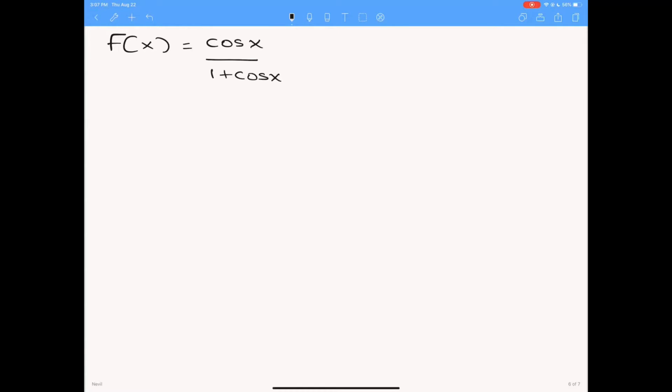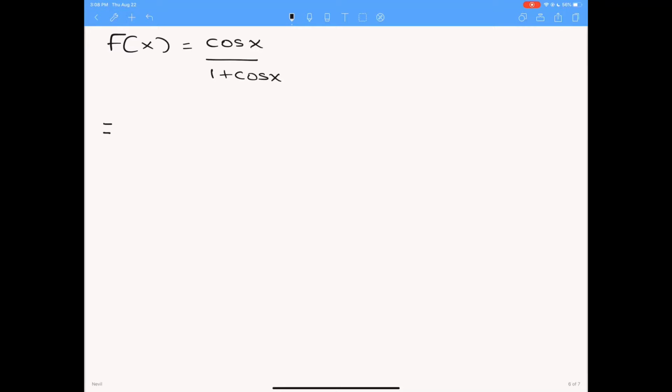Hello everyone, so today we're just going to be going over a couple of problems on how to use the quotient rule when you're supposed to find the derivatives. So today we have the problem f of x is equal to cosine x divided by 1 plus cosine x. We have learned the basics on how to apply a basic quotient rule, so we're going to just dive in and see how we could apply it for this certain problem.